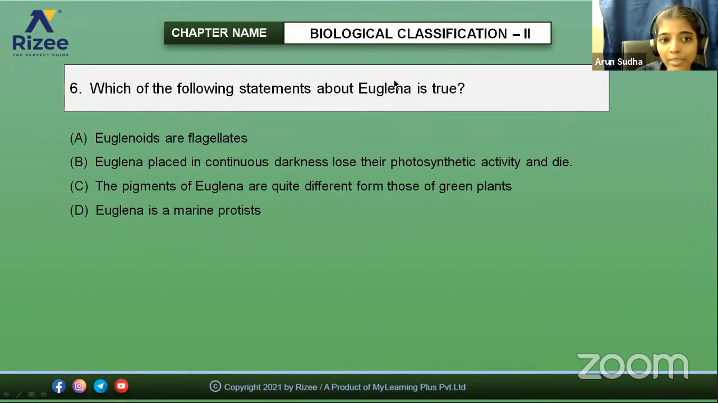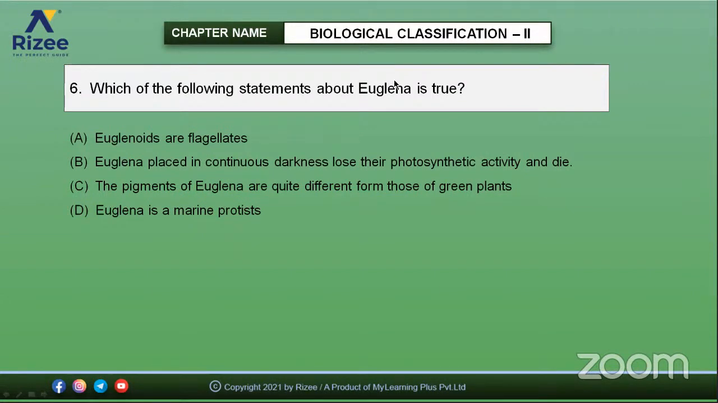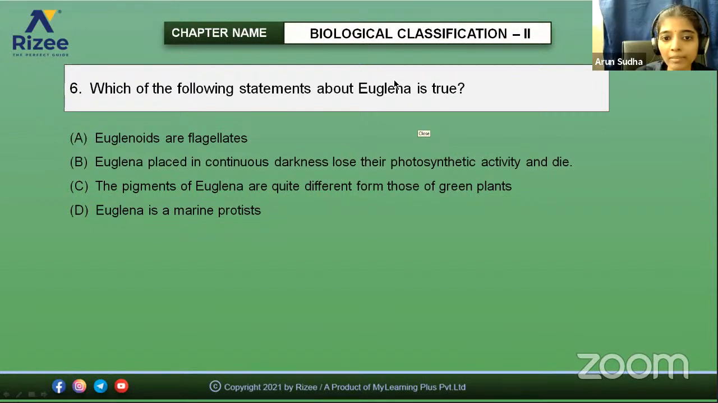For the sixth question, it is option A. Yeah, correct. Ayman and Nandini, all correct. This is the true statement. All euglenoids will have flagella.